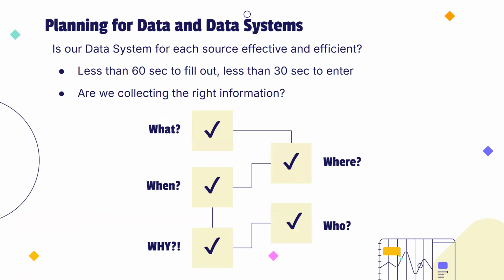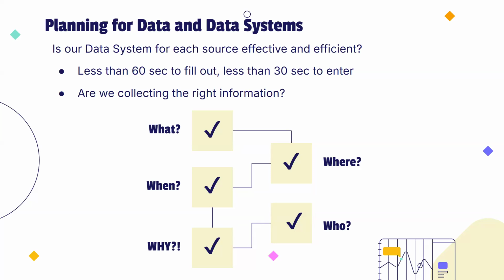I'm going to ask you to take just a minute and reflect on your current data and data systems. Are your data systems for each source effective and efficient? Meaning, can you take 60 seconds or less to fill out the office discipline referral or any other type of data that you're collecting? And does it take less than 30 seconds to enter it into some type of system for you to track that data in one area? And also, are you collecting the right information?